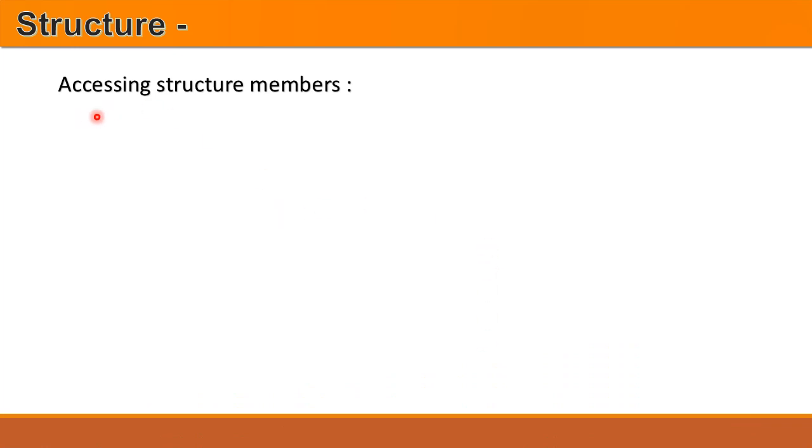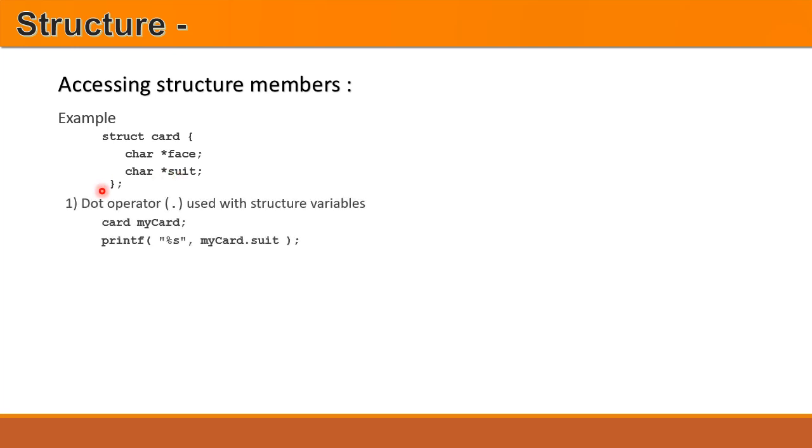Now let's see how to access the structure elements. We have seen how to declare the variables of a structure and how to initialize them. Now we have to see how to access the structure members. Let's consider one example, struct card. Card is a structure which has two different members, face and suit. There are two methods to access the structure members. The first one is using the dot operator.